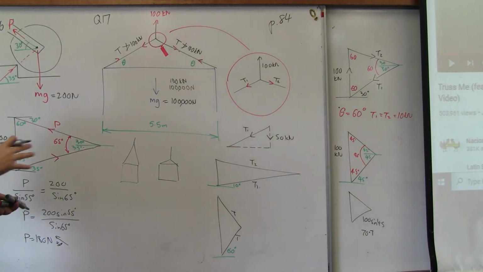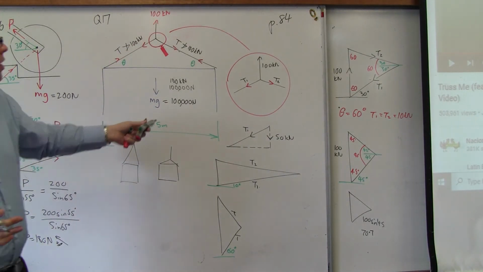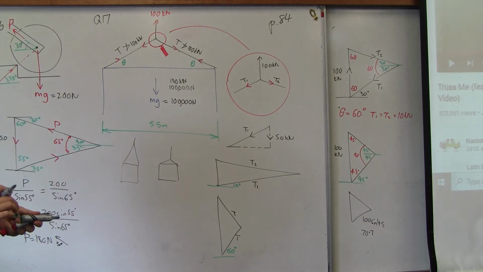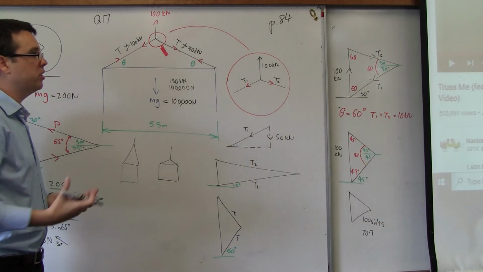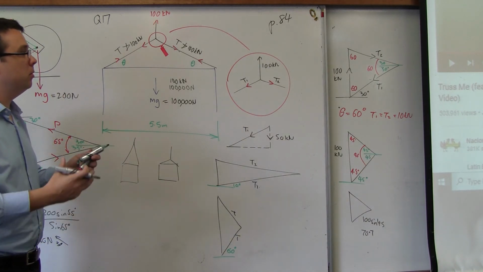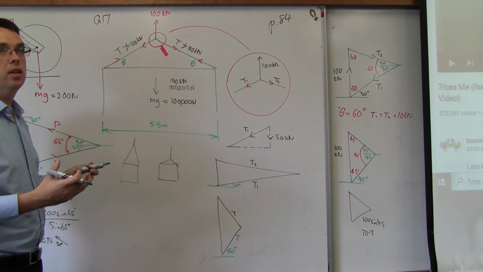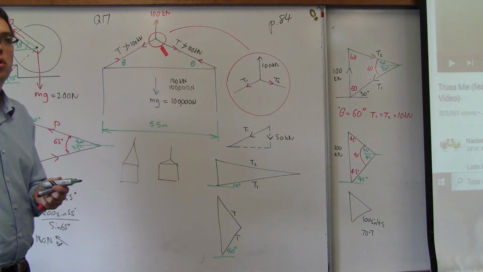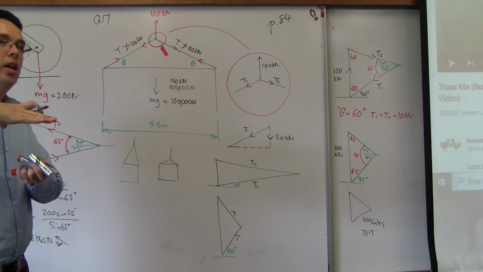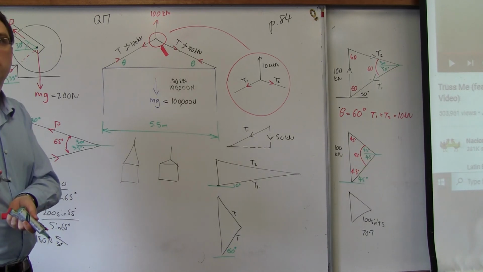So that's what I mean, they give us this 55 as a bit of a red herring. We don't really need to know the 55 to solve this. What we can see is that when we just draw it as a vector diagram, the steeper the angle, the less load that you're going to have as tension on your cables. And as you lower the angle down, the more tension you're going to have on the cables.